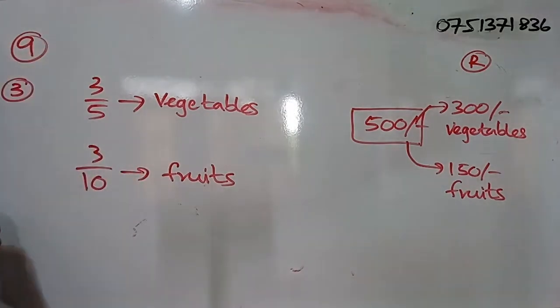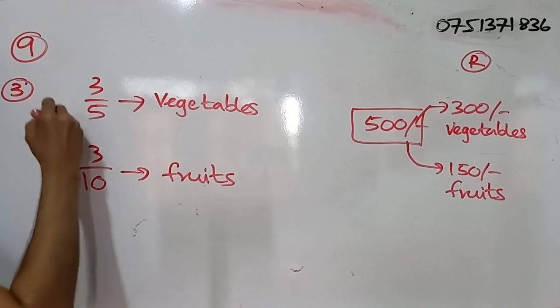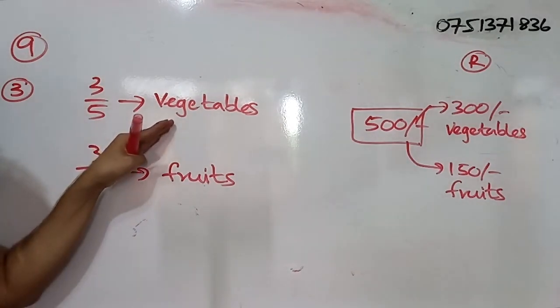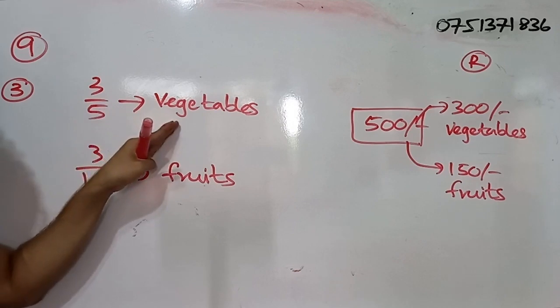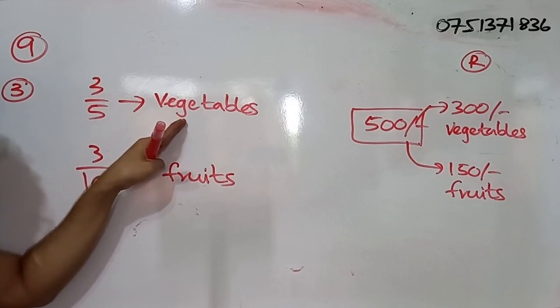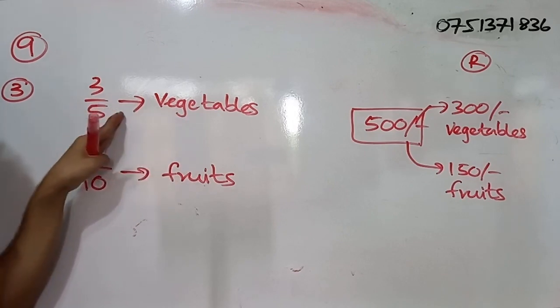Right? So this is the amount that is given to us in fractions, symbolizing the amount of rupees that she spends for vegetables as a fraction.